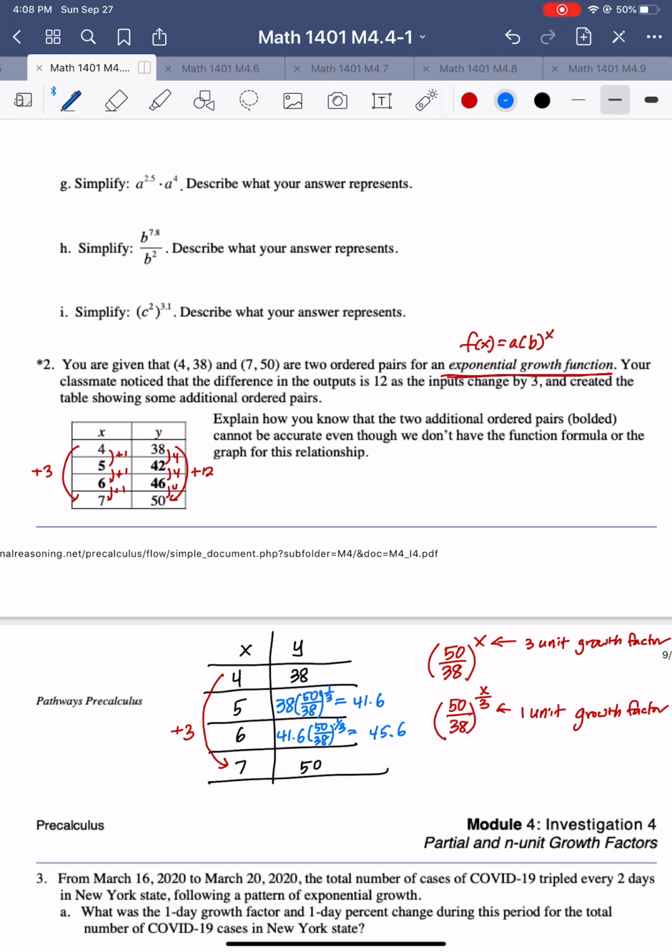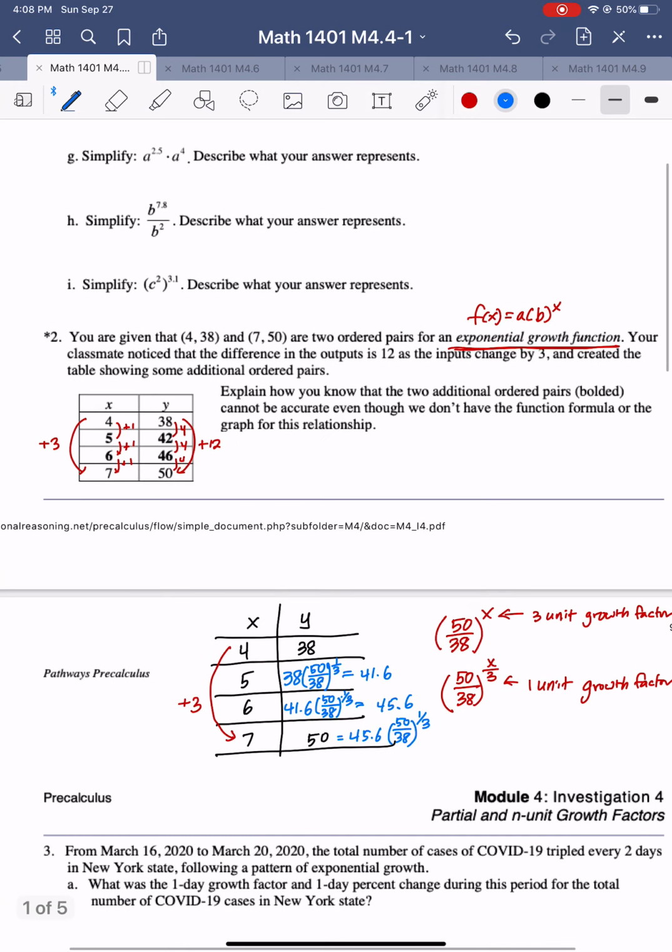So it's a little bit different though, okay? It's not a big deal. There's a 42, but now I have a 41.6. Now 46, I have a 45.6. And then if you do the formula, 45.6 times 50 over 38 to the 1/3, you get a number very close to 50, okay? So these two numbers you should have put instead of the 42 and the 46.